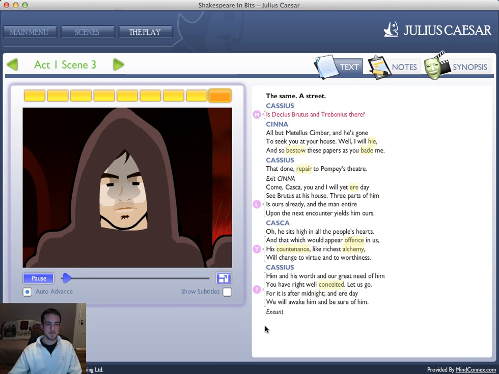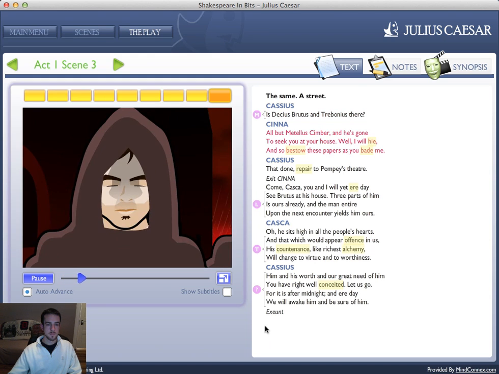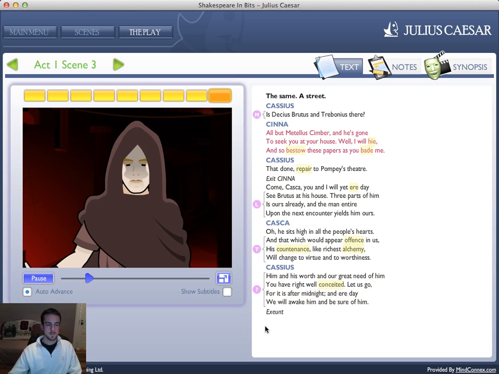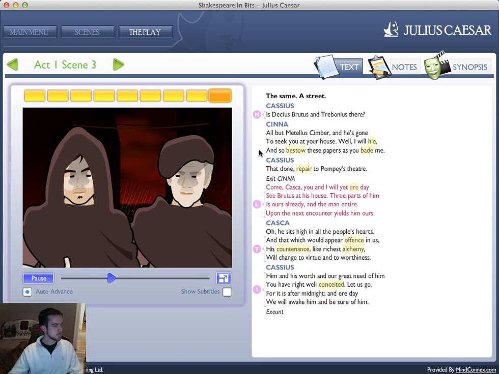Is Decius Brutus and Trebonius there? All but Metellus Cimber, and he's gone to seek you at your house. Well, I will hie, and so bestow these papers as you bade me. That done, repair to Pompey's theatre. Come, Casca, you and I will yet ere day see Brutus at his house.